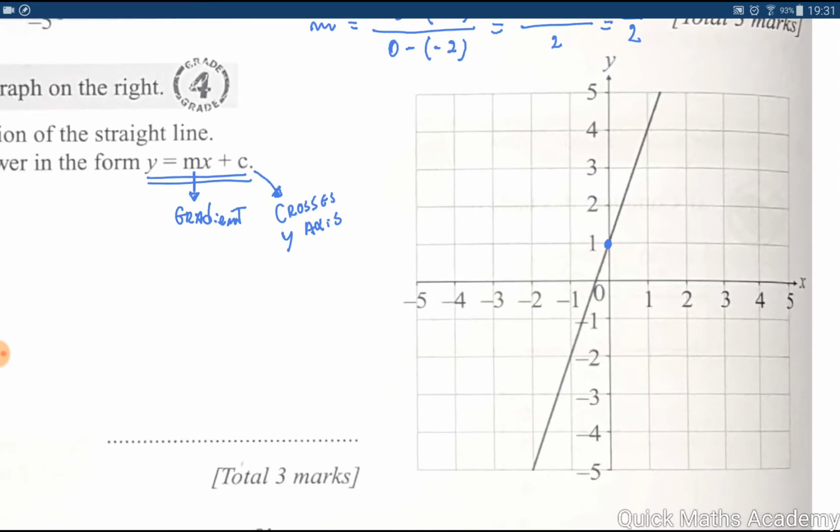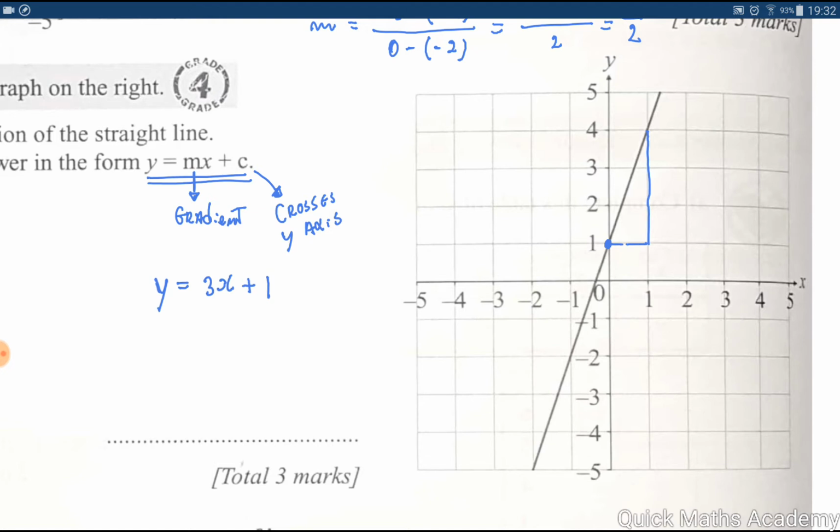Okay, let's do the fast way. For each x that I move, how many y's do I move? Well, 1, 2, 3. For each x that I move, 3 y's. That means my gradient is 3. Positive 3, because this straight line is pointing up. So immediately I know that the equation of my straight line will be 3x plus 1, just by looking at the chart.